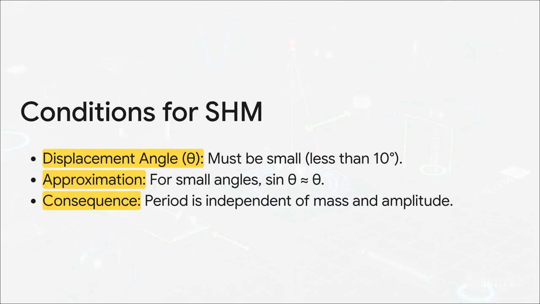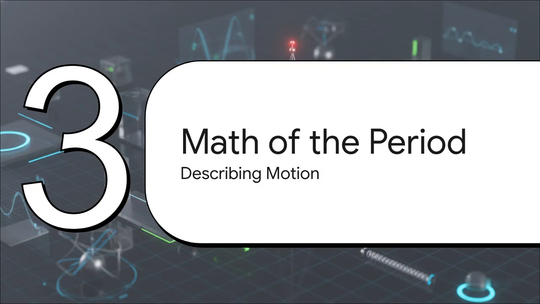Now, for this motion to be what physicists call true simple harmonic motion, or SHM, there's a really important condition. The angle of the swing, which we call theta, has to be small. We're talking less than about 10 degrees. Why? Because when the angle is that small, we can use a neat mathematical trick called the small angle approximation. It basically says that the sine of the angle is almost the same as the angle itself. And this little simplification leads to an absolutely mind-blowing consequence. The time it takes for a full swing doesn't depend on the mass of the bob or how far back you pull it.